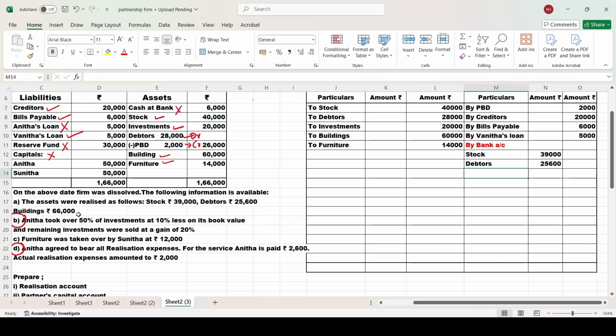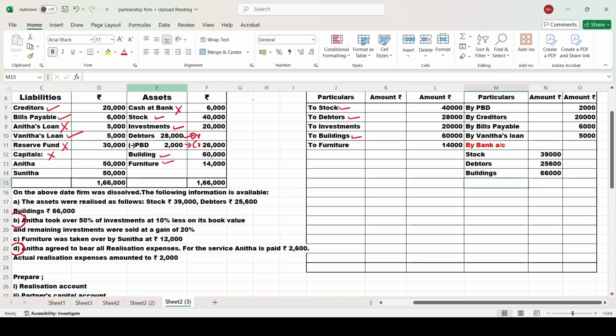I think you are observing we are writing all the amounts from the adjustment. Buildings, how much? 66,000. Now you have to record all this. Stock, we have recorded. Debtors we have recorded, buildings we have recorded. We are left with the investment and the furniture. We'll see what happened over here.